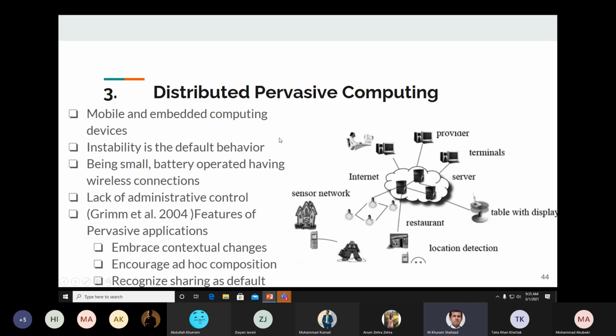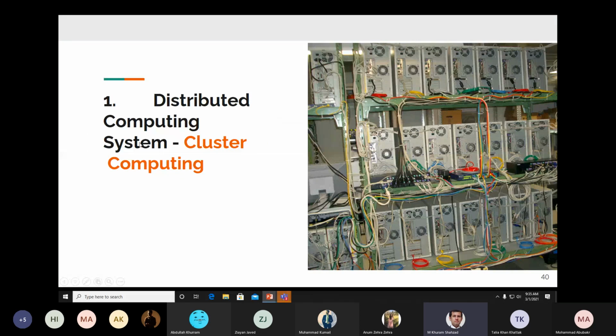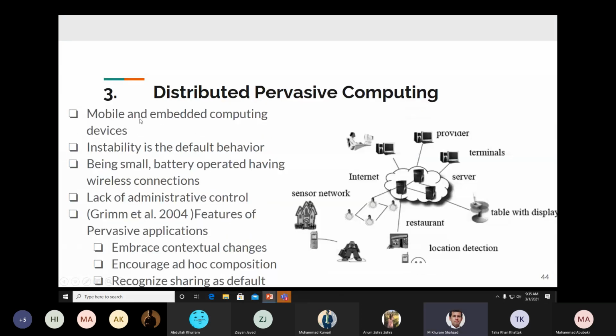Distributed pervasive computing. Okay, this is the third type, in distributed computing systems. Mobile and embedded computing devices are one of the reasons we call this pervasive computing. What is special in this figure that we label it as pervasive computing? Do we have a single type of device here or different types of devices? Different types of devices. Okay.